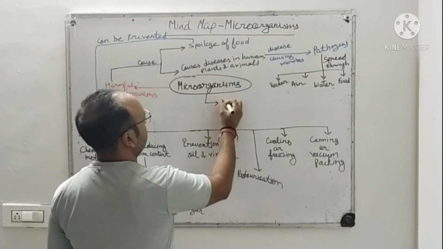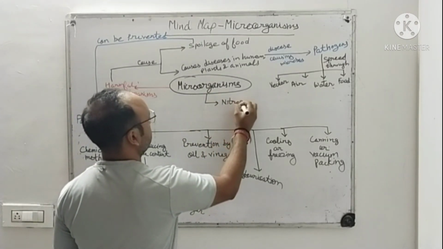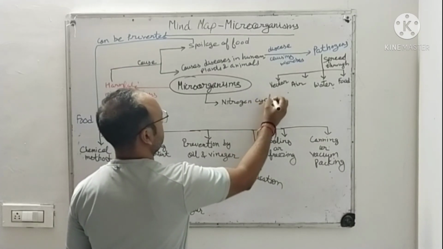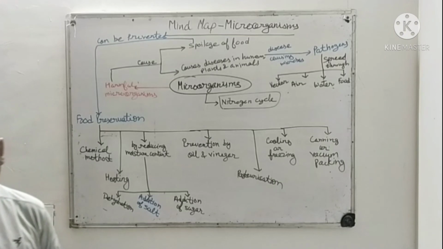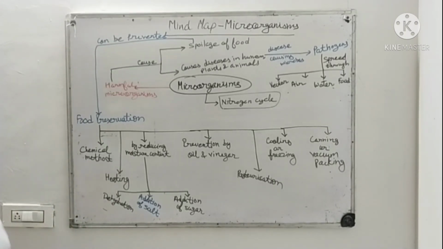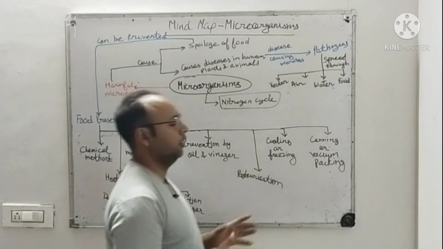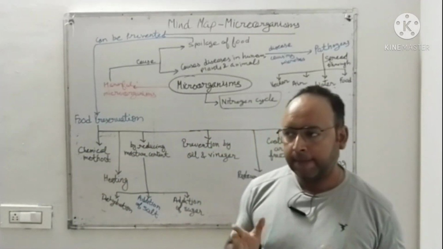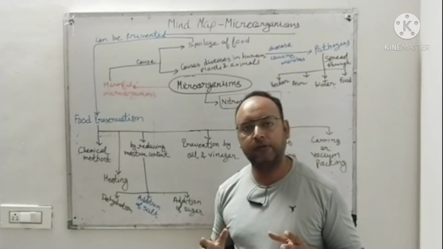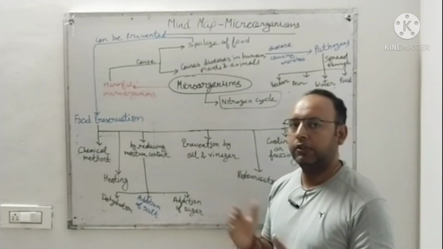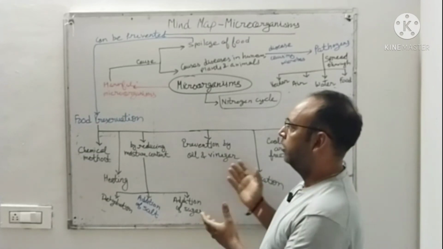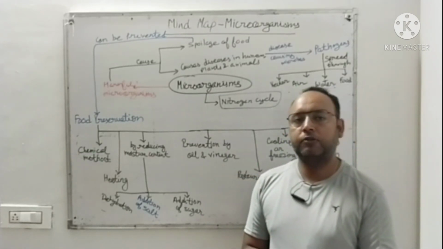A very important part, the nitrogen cycle. Right? The nitrogen cycle is the table given in the NCERT book, in which we can see the different types of processes by which nitrogen is balanced in nature by the plants, animals and the lightning. So that is all in the nitrogen cycle. So this is all about microorganisms, chapter 2, mind map.